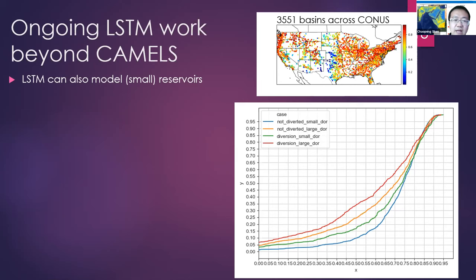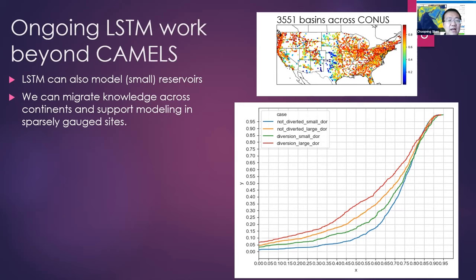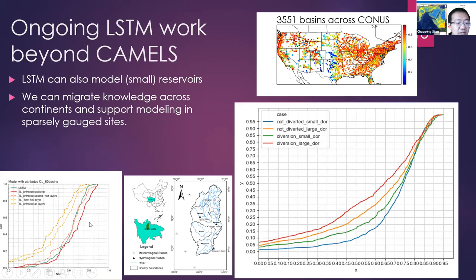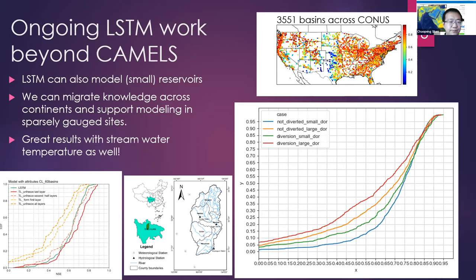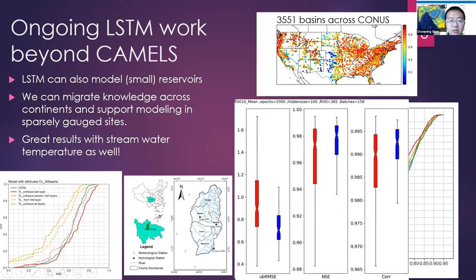We can also migrate knowledge across continents and support modeling in sparsely gauged areas. We're getting good results by taking the knowledge of hydrology and data baked into the model and then migrating it to other continents like China and South America, to improve predictions there. We also got good results with stream water temperature. For this stream water temperature modeling, we get an RMSE of 0.7 something. This is the water temperature in the rivers.